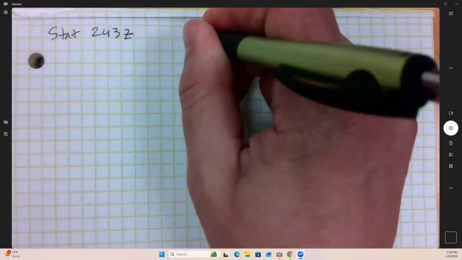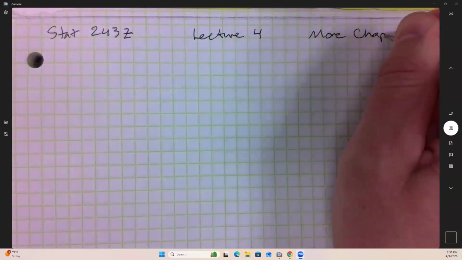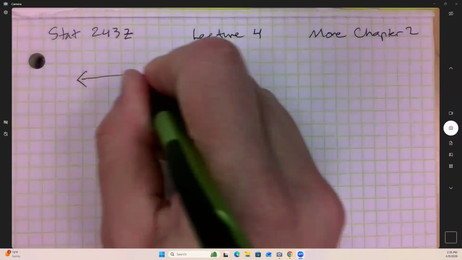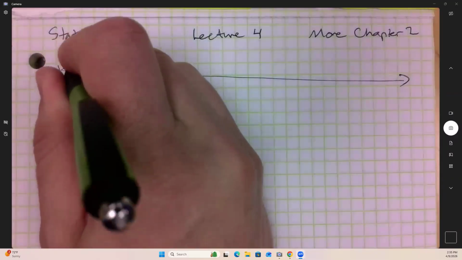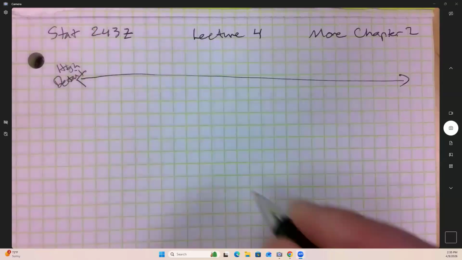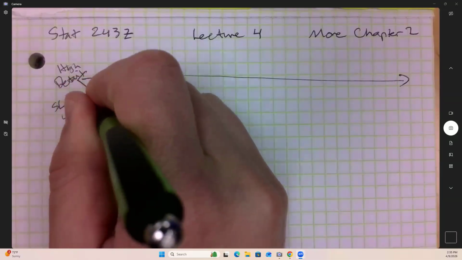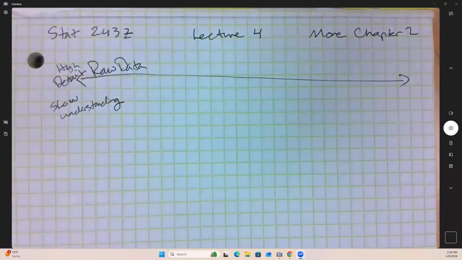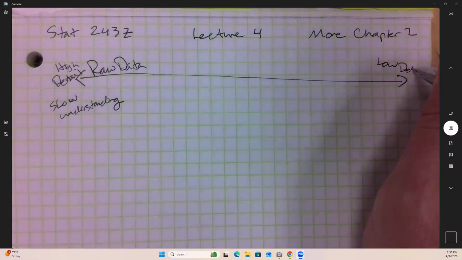This would be our fourth lecture, I think, which is more about chapter 2. So we've got our spectrum of looking at data. Here we have high detail, slow understanding, which is generally looking at the raw data. Over here we have low detail and fast speed of understanding.